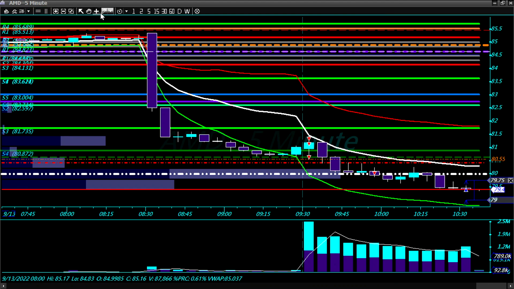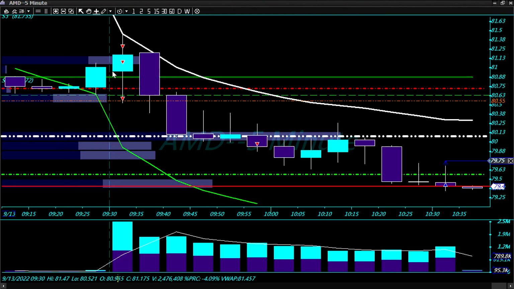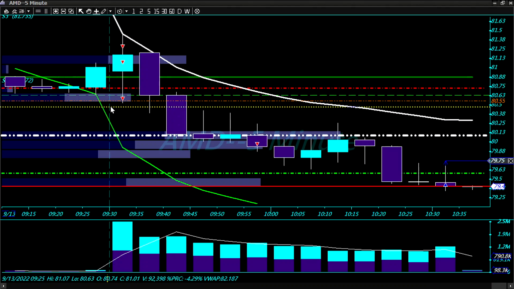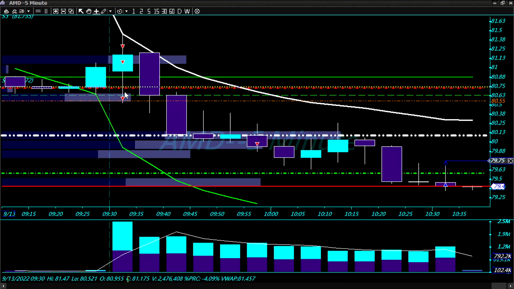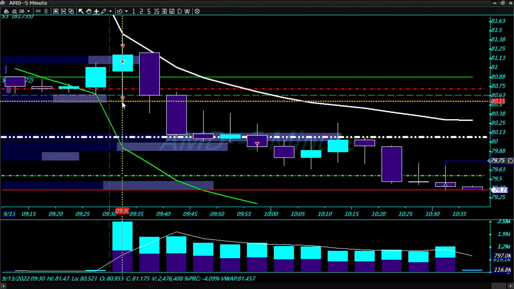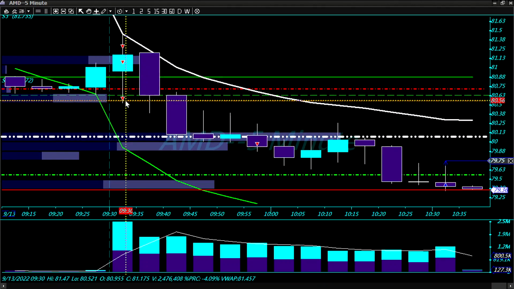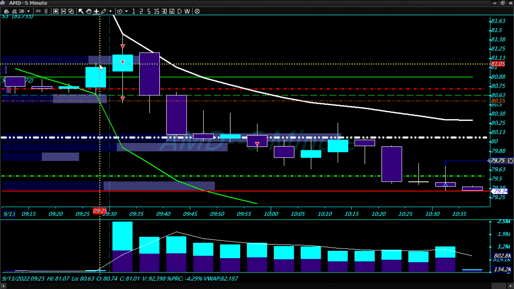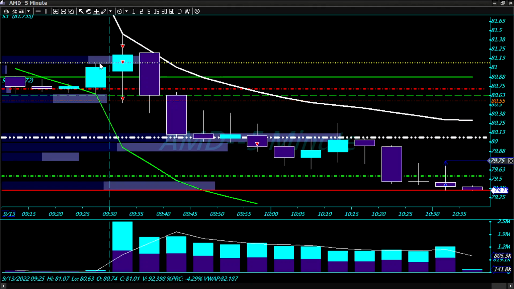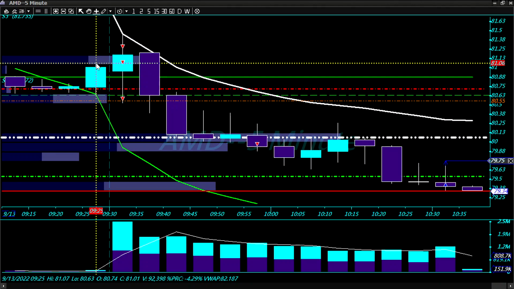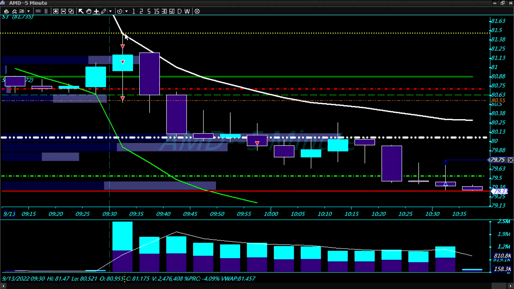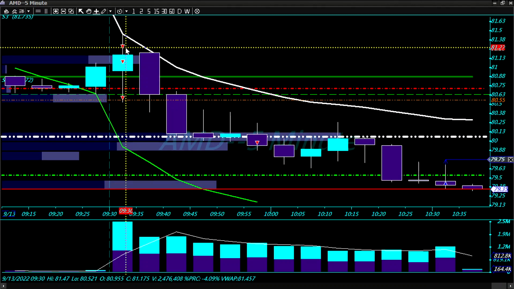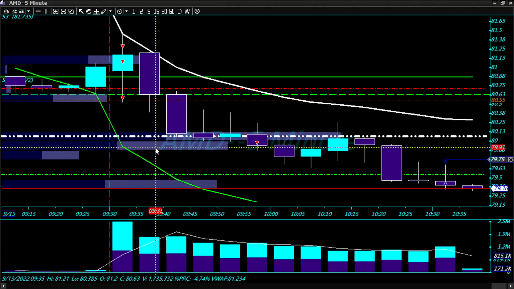All right, let's make this bigger. Right, so at the indecision, I took the breakdown of S4 and pre-market low, entered here at 80.55 or 80.56. When it pulled back up here, we had this rejection. Well, I entered for this rejection of this pre-market level at around 81.06. When we hit VWAP and pulled back, I entered here again at 81.27.